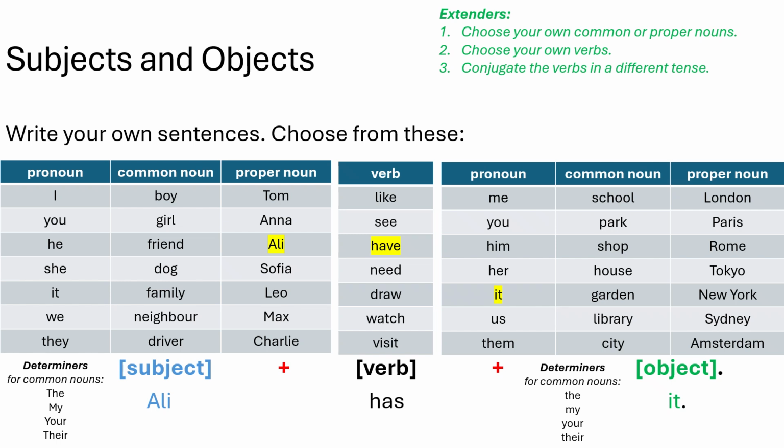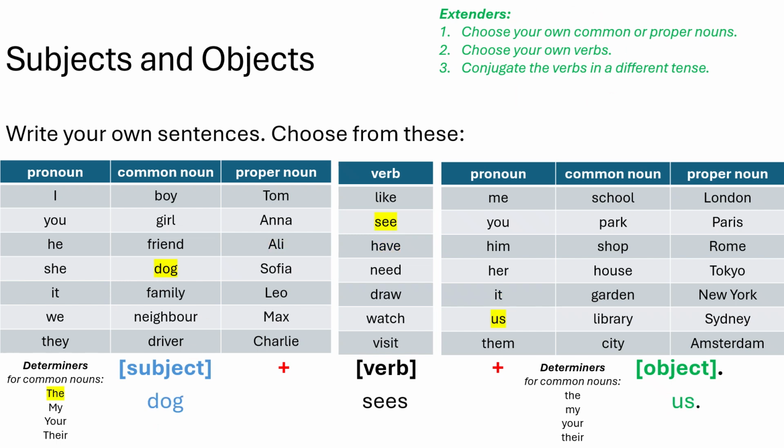Here is another example. Ali has it. Now it is your turn. Write a subject plus verb plus object sentence. Try the extender if you feel confident.